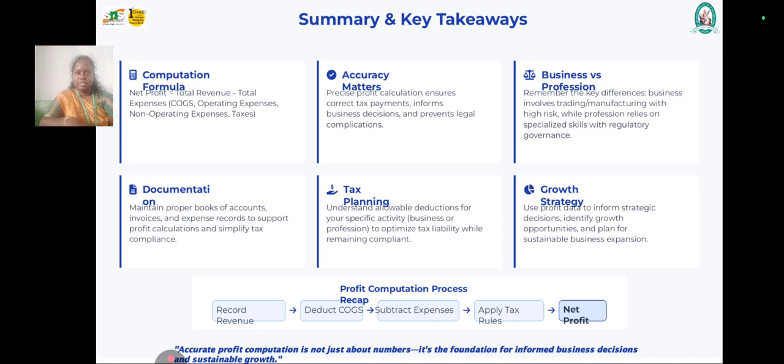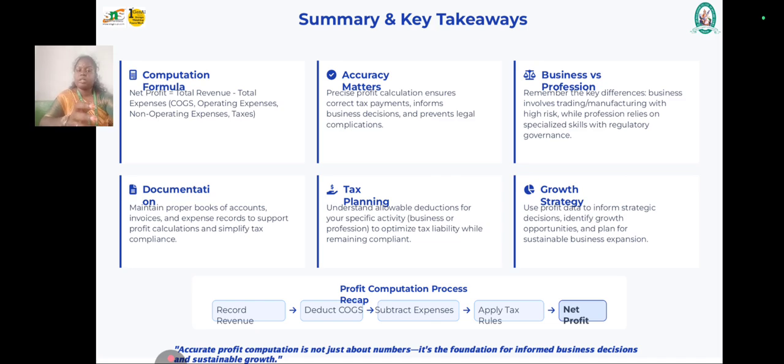So coming to the summary, first is the computation formula, accuracy matters, what is business and what is profession, what are the types of documentation, and what is tax planning and growth strategy. So these are the overall key takeaways from our video. We already know how to calculate net profit, which is total revenue minus total expenses. The total expenses include cost of goods or operating expenses, non-operating expenses and also taxes.